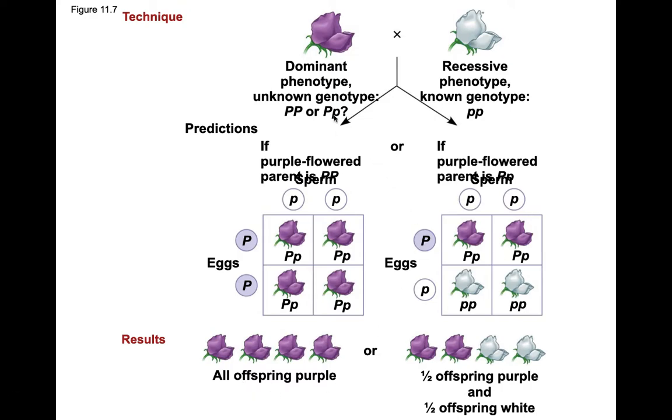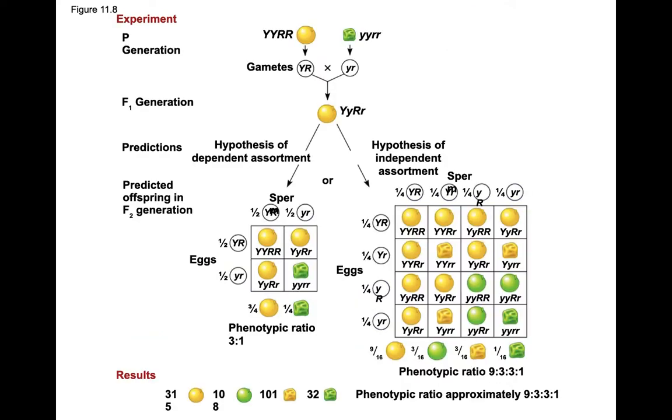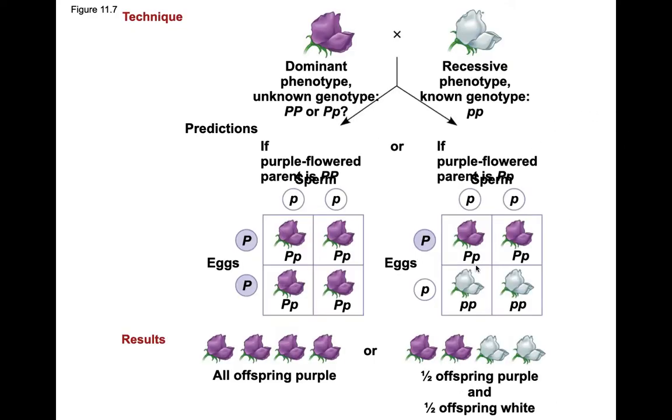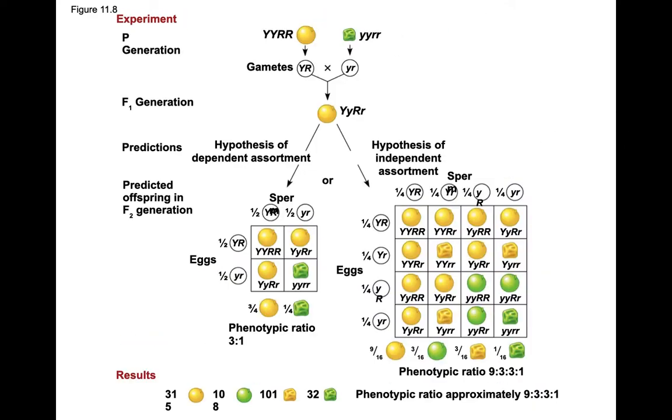But if this Papa P is heterozygous dominant, there's a 50-50 chance that some of the offspring will inherit a little p allele, so we should see half of the individuals being white. And we can do this also with a dihybrid cross, where we can see different ratios of wrinkled and smooth and yellow and green peas come out to often being a 9:3:3:1 ratio.